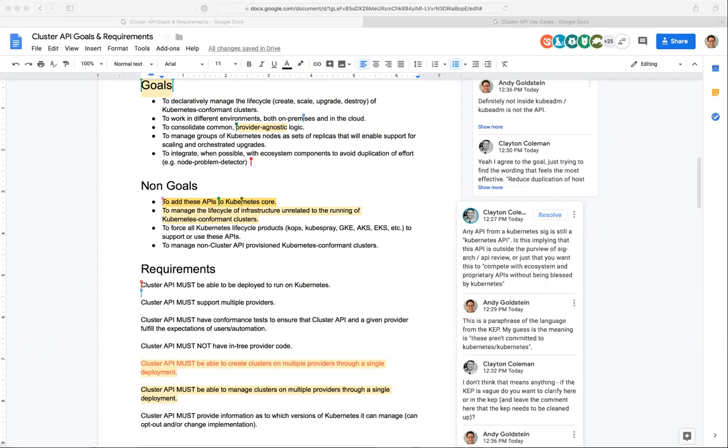Now, when we talk about going from alpha to beta, that may be a different story. We may want to actually seek a more formal API review then, but iterating on alpha seems a bit heavy-handed on process. Definitely.